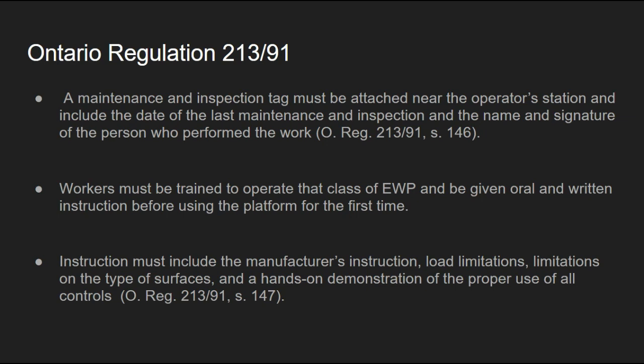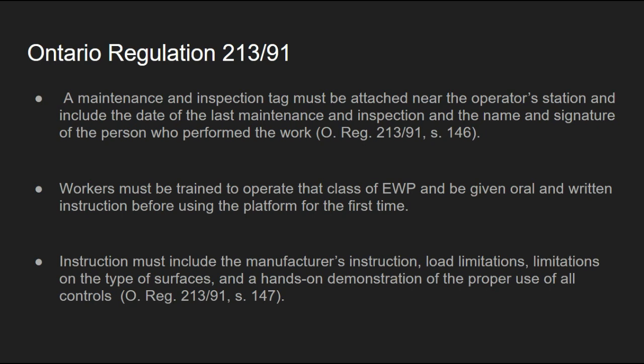Also, workers must be trained to operate that class of scissor lift. So you have to have some sort of training in this lift before you even want to get on. You have to have been given oral and written instructions. So look at the company's safe work practices, read the manufacturer's instructions. You can find that in the manual. Again, the instruction must include the manufacturer's instructions. You have to know the load limit charts and the limitations on the type of surface.